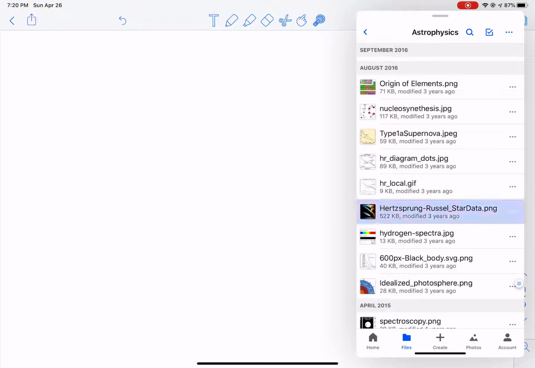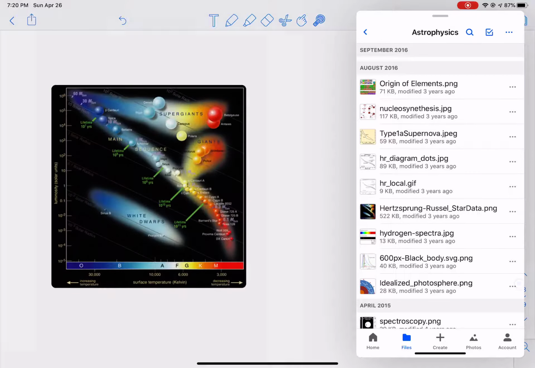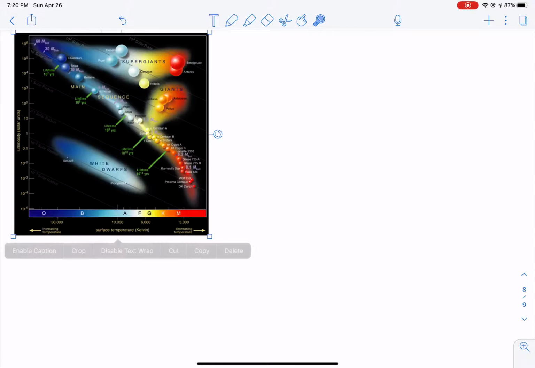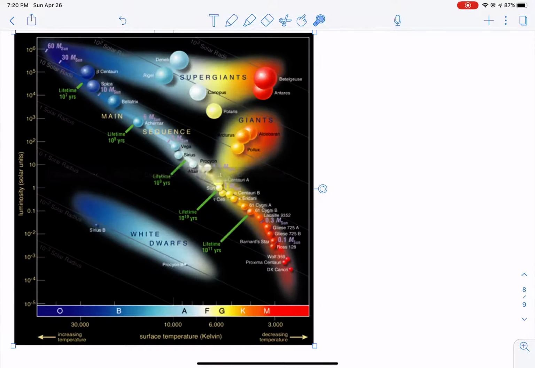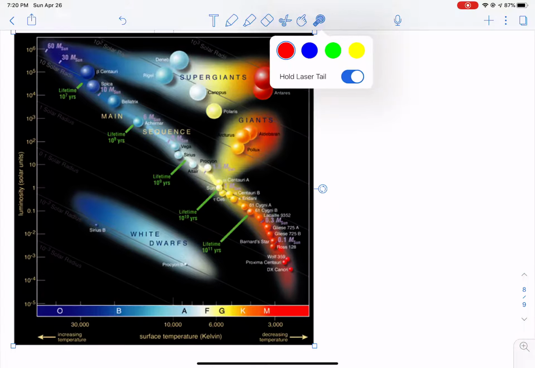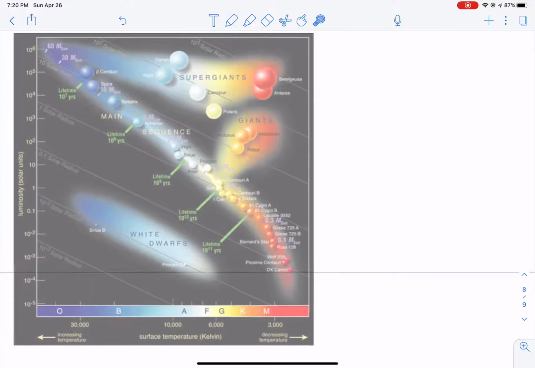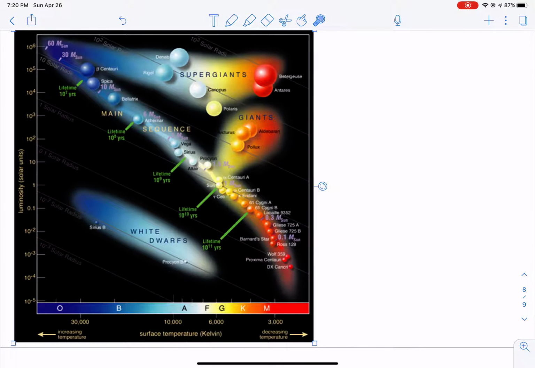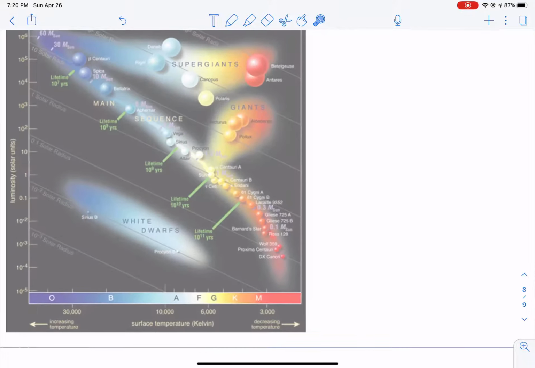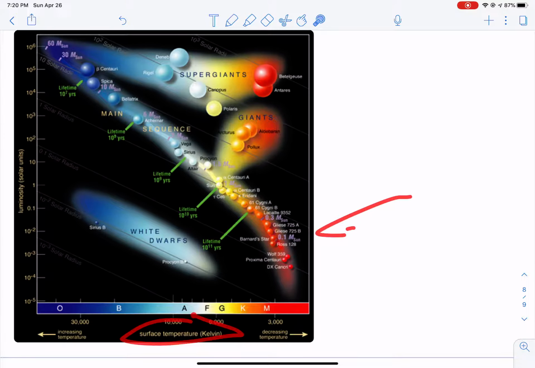Here's a good Hertzsprung-Russell diagram that's a little more illustrated. Let me enlarge this a little bit. So again, on the x-axis, we have our temperature. It is measured in Kelvin, as are all temperatures in astrophysics. And then on the y-axis, we have solar luminosity.